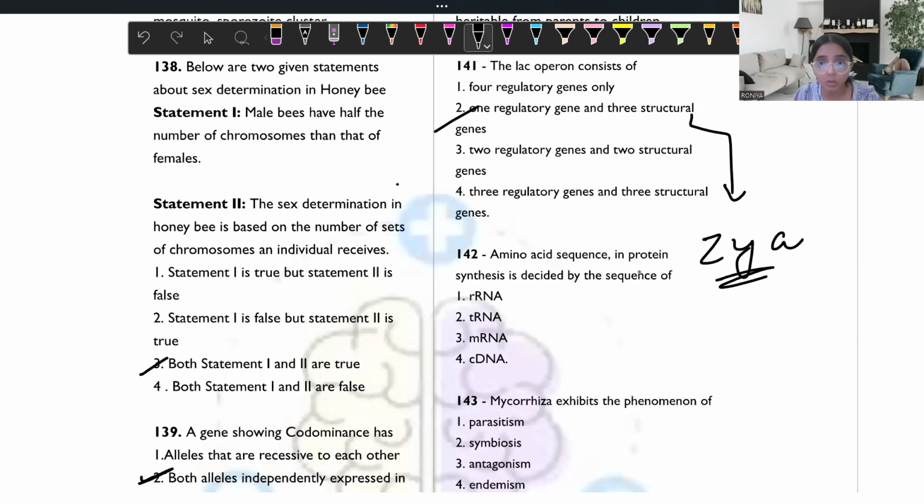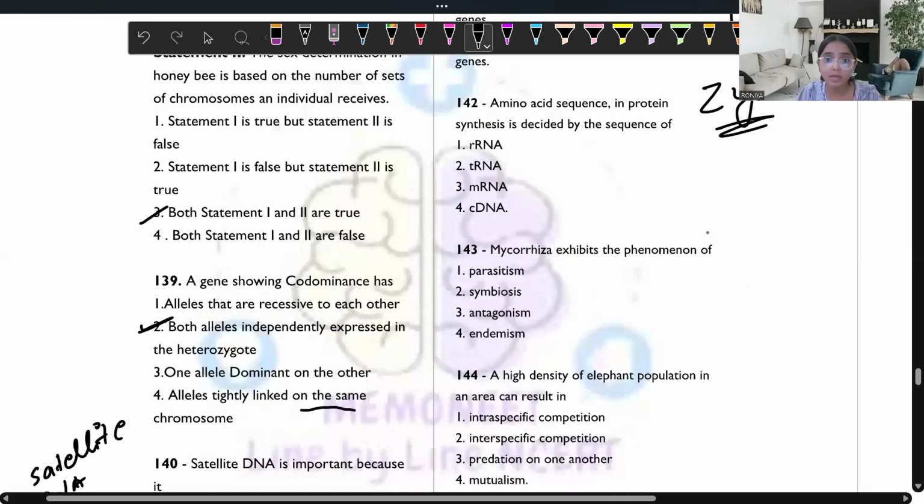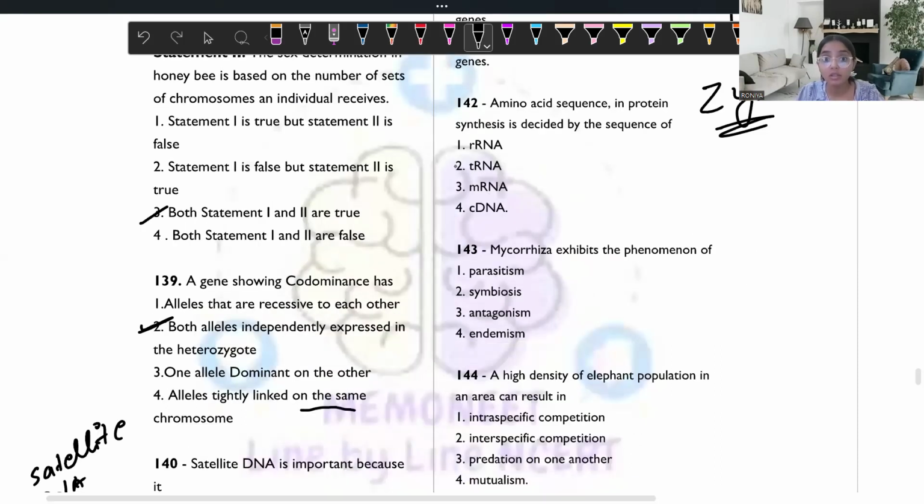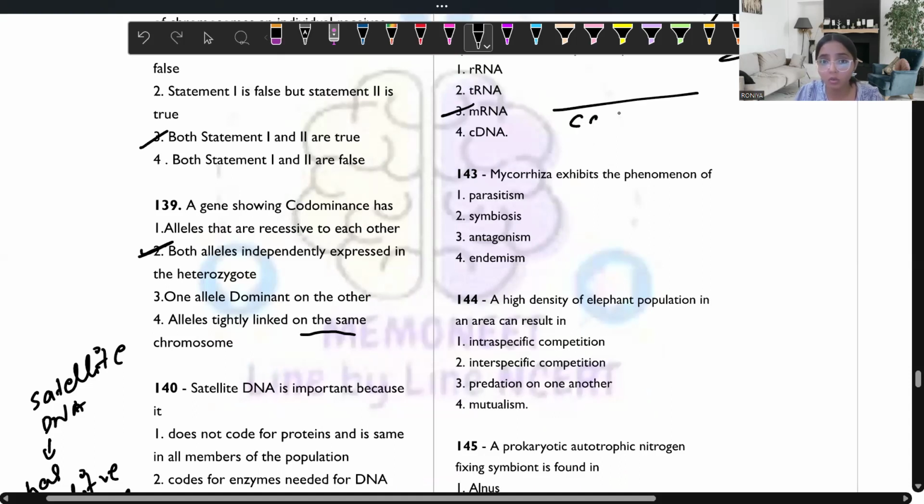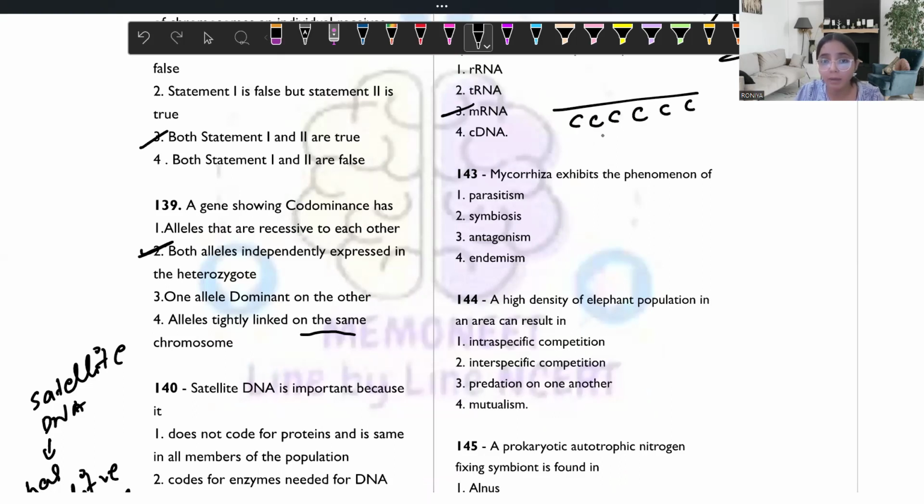142. The amino acid sequence in protein synthesis is decided by the sequence of mRNA. So the different codons present on mRNA decide the sequence of amino acids in a protein.